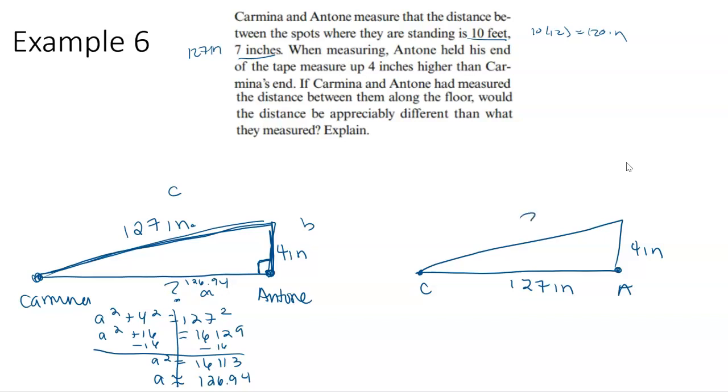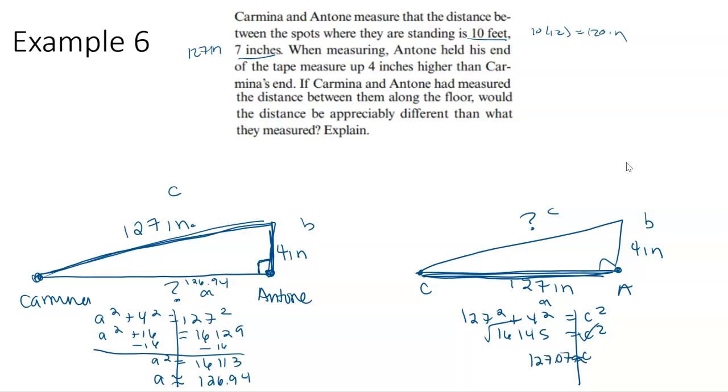Let's double check that distance if this started out being 127. This would still be our hypotenuse, so A squared, 127 squared, plus 4 squared is equal to C squared. When I type all that into my calculator, I get 16145. I square root both sides, and I get about 127.07. So how far off are they? Truly, not that far off. Would the distance be different than what they measured? They're really close, so I would say no. I would say this is a pretty decent measuring job.